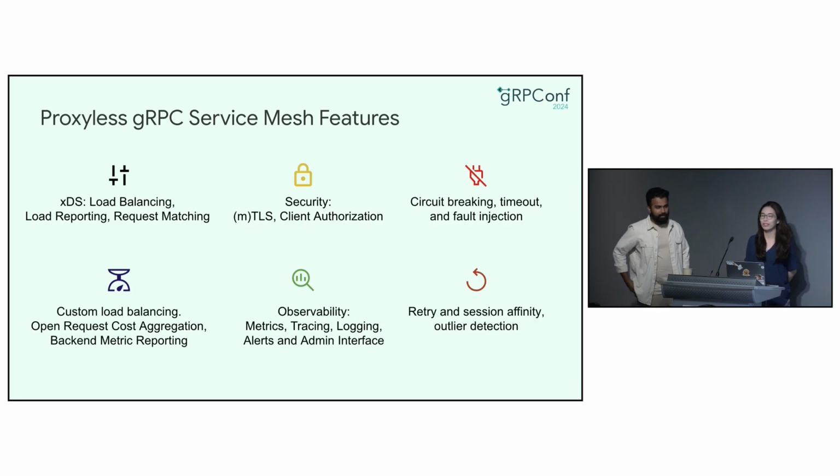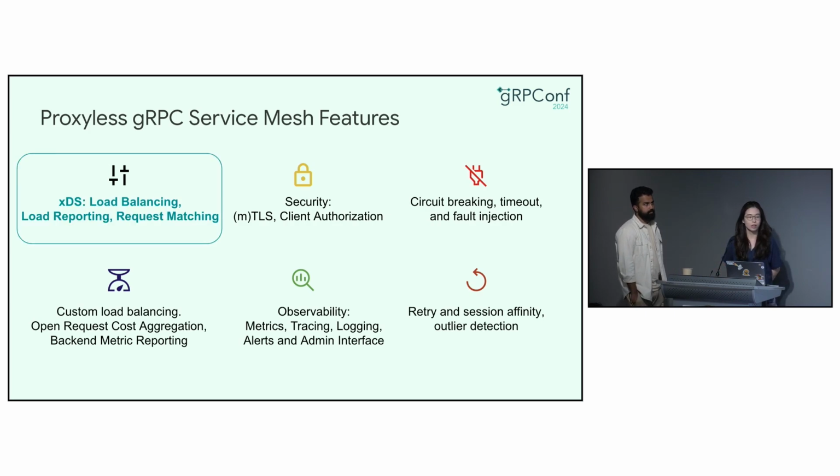So as Arvind mentioned, proxyless gRPC service mesh comes with a lot of benefits, and gRPC is providing a number of significant features of the service mesh. gRPC natively supports xDS APIs, allowing gRPC clients to dynamically discover and connect to a pool of backend servers. The combination of gRPC and xDS enables building flexible and dynamic mechanisms for distributing traffic across multiple backend servers.